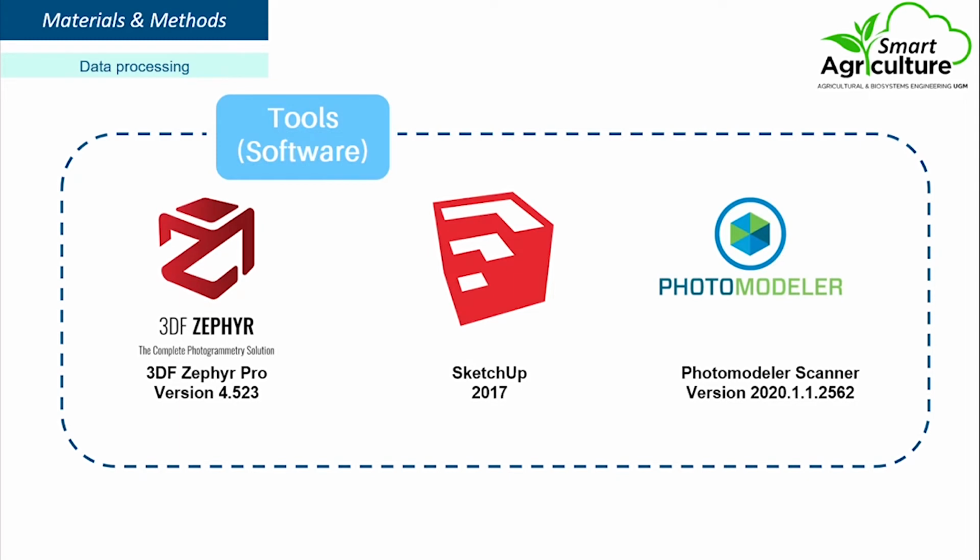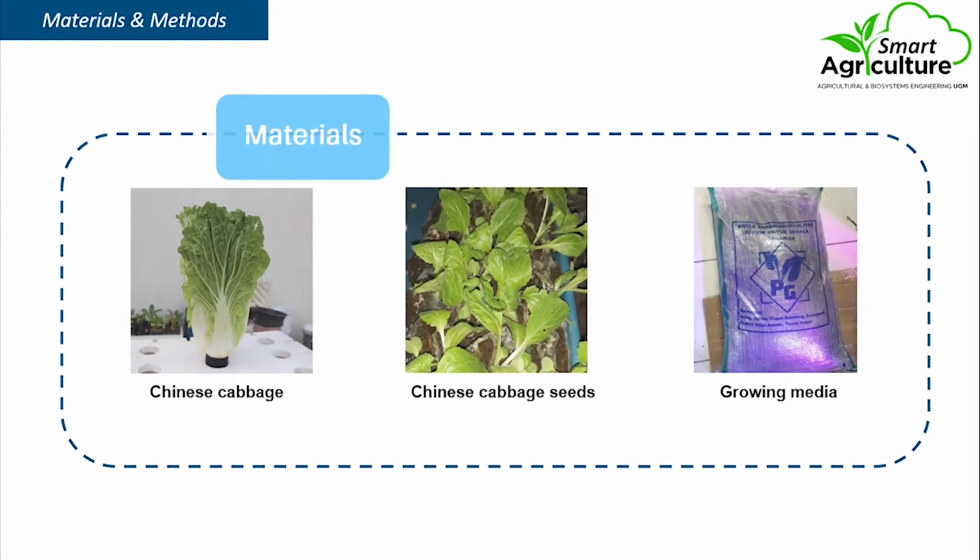And then, this is the software used for data processing. They are 3DF Zephyr Pro version 4.523, SketchUp 2017, and PhotoModeler Scanner version 2020. The materials used for this research are Chinese cabbage with 4 different ages, 14, 21, 28, and 35 days after transplant, Chinese cabbage seeds, and growing media. This is the research procedure for this project.